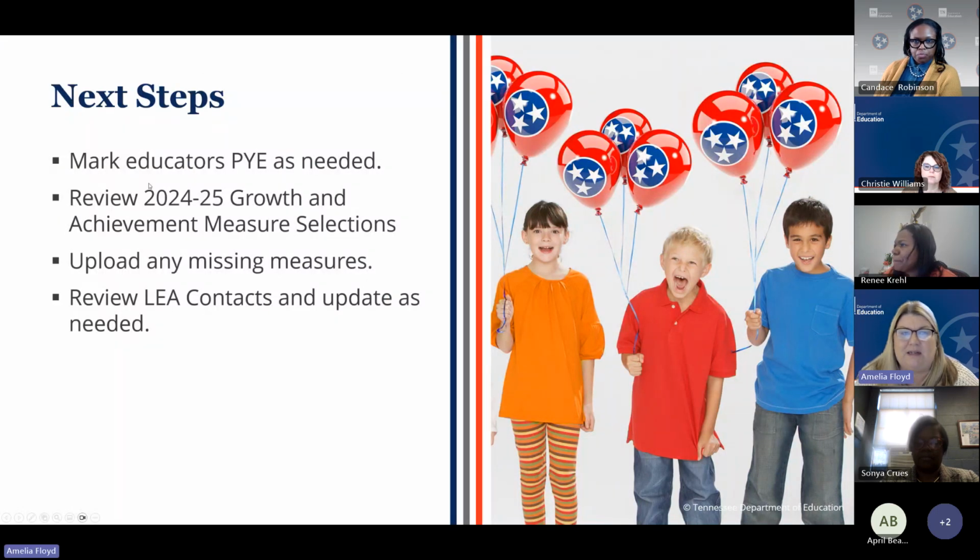Your next steps are to check to see if anybody needs to be PYE, review your 24-25 growth and achievement measure selections, upload any missing measures, and review your LEA contacts and update them as needed. And you can update those anytime. We just try to remind you periodically to update those.